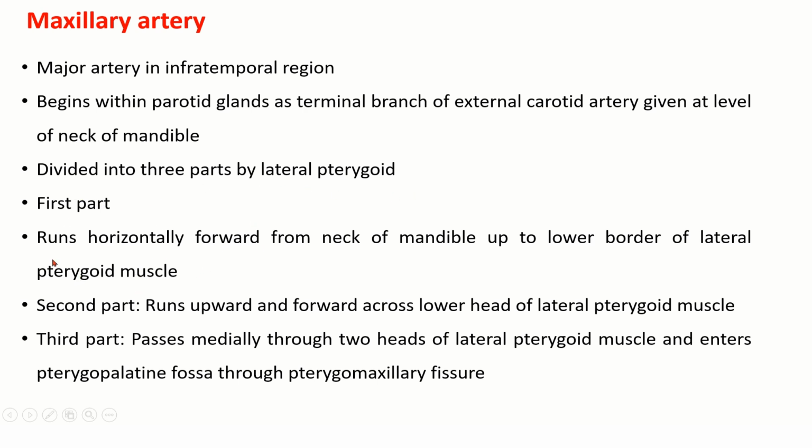The first part runs horizontally forward from the neck of the mandible up to the lower border of the lateral pterygoid muscle. The second part runs upward and forward across the lower head of the lateral pterygoid muscle. The third part passes medially through the two heads of the lateral pterygoid muscle and enters the pterygopalatine fossa through the pterygomaxillary fissure.